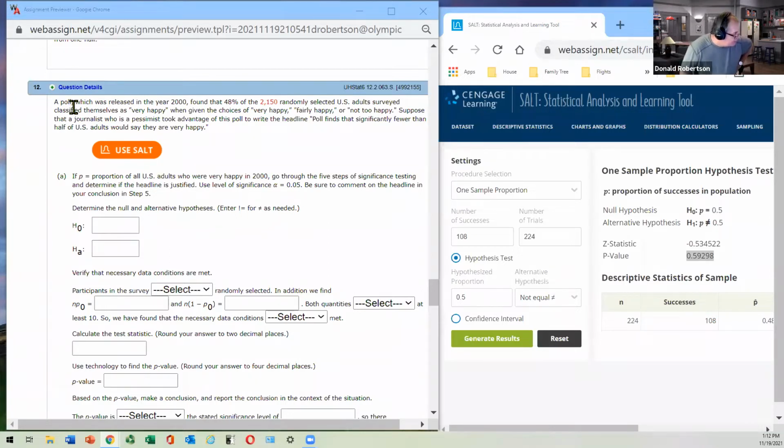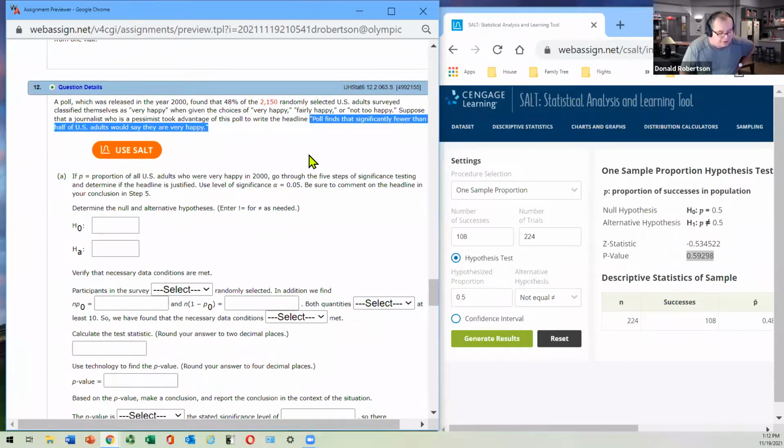So the next one: a poll released in the year 2000 found that 48%, so I'd better write that down because it might be important, 48% of 2,150 adults classified themselves as very happy from a list of choices. A journalist who's kind of pessimistic took advantage of this poll to write a headline: the poll finds that statistically fewer than half of Americans are happy. Well, 48% is less than 50%, and that may or may not be true.